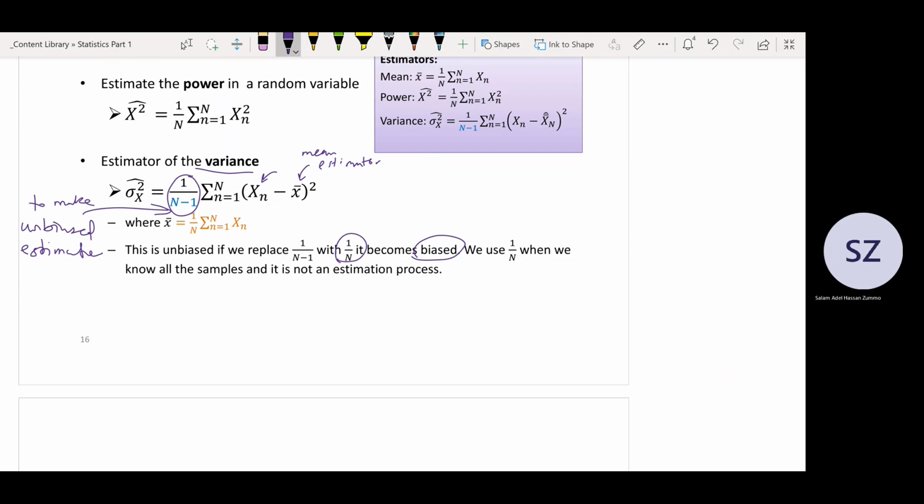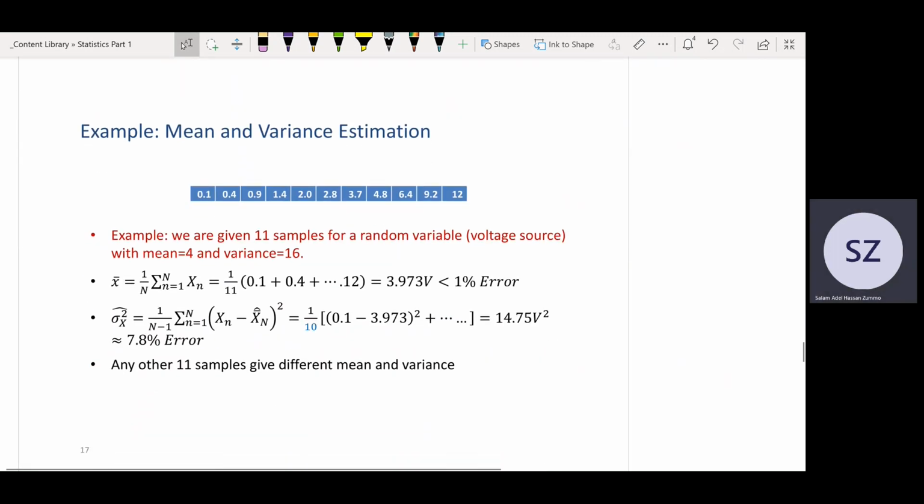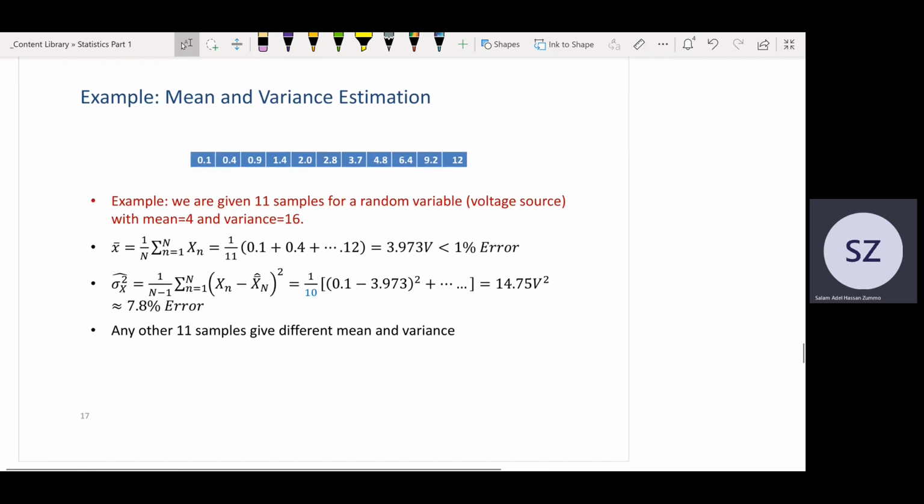Clear? Any questions, guys? Let's have an example. Here we have a certain number of samples, 0.1, 0.4, whatever, and we are given 11 samples of a random variable, a voltage source, and we know that the mean is 4 and the variance is 16.